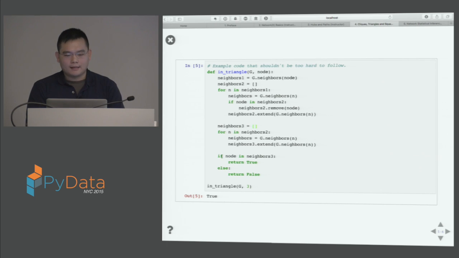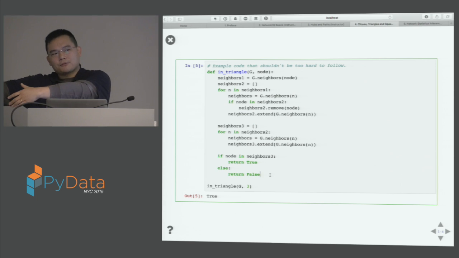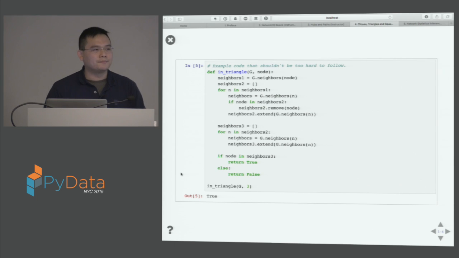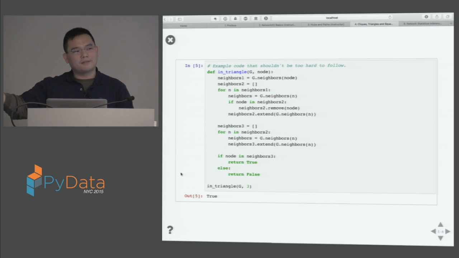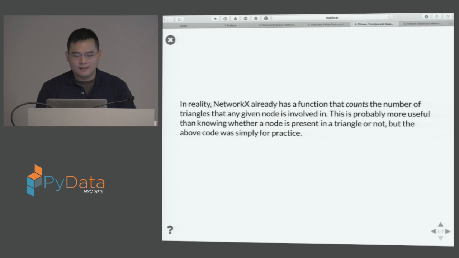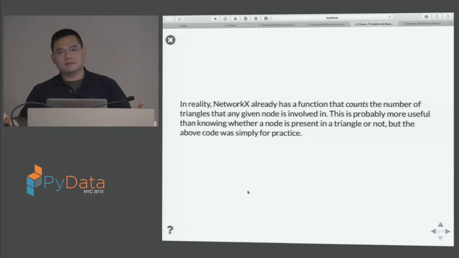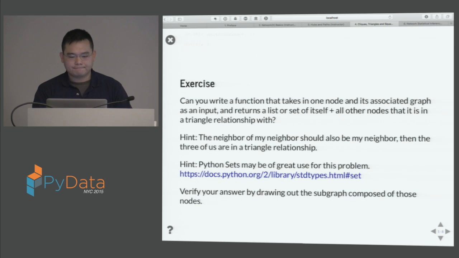All right. And then we finally do the check. If I am in my neighbors 3 list, then I am in a triangle relationship with other people. But of course, the meaning of that triangle relationship, that's a different thing. So like I was saying, NetworkX already has a function that counts the number of triangles. And so you can actually use that to say, am I in a triangle relationship? If it counts as 0, then you're not. And if it counts anything more than 0, then you are. This code above was simply for practice.